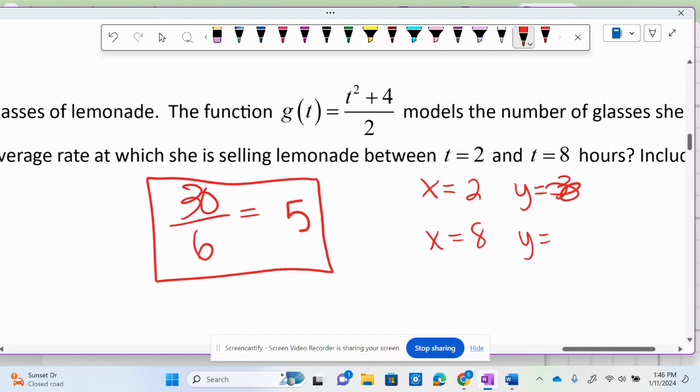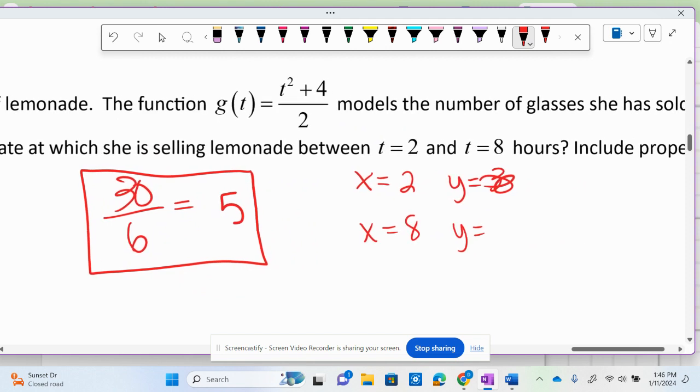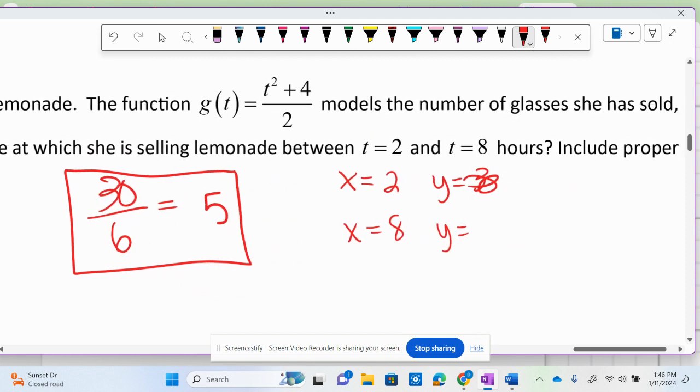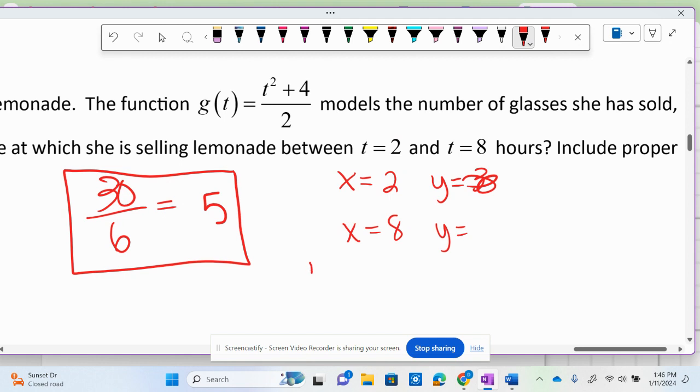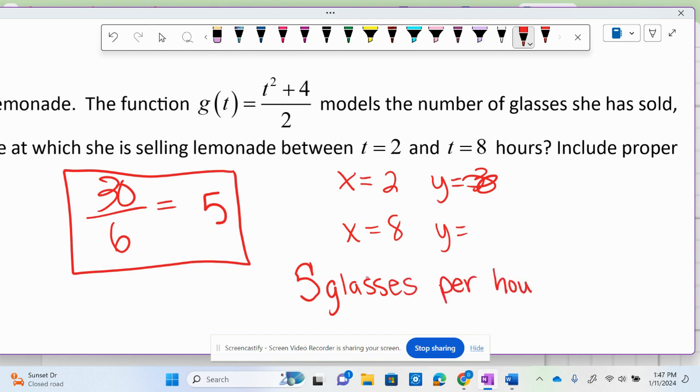So this models the number of glasses she sells each hour. So this is our slope or our rate of change. She's selling 5 glasses per hour. 5 glasses per hour.